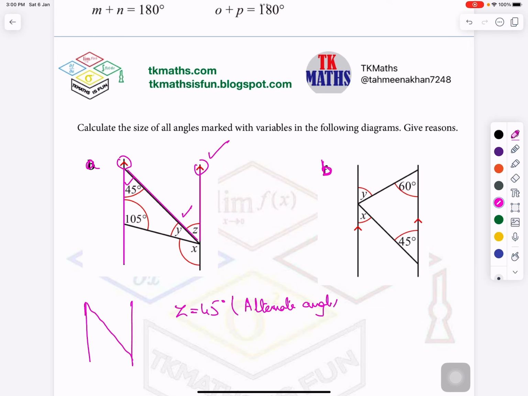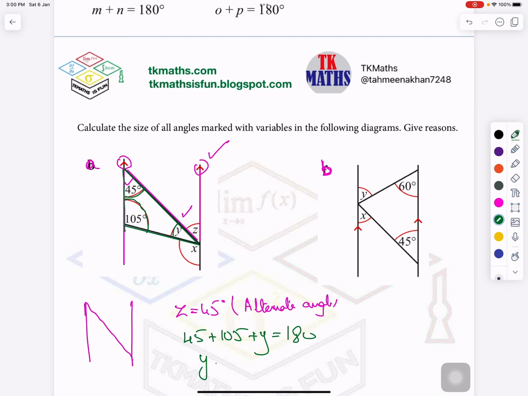Now let's come to x. X you cannot find right now. First of all, you have to find y. Now for the y, if you see, it is a triangle. This line, and this line. So 45 plus 105 plus y equals to 180. Right? We studied this thing, na? The sum of three angles should be equal to 180 in a triangle.